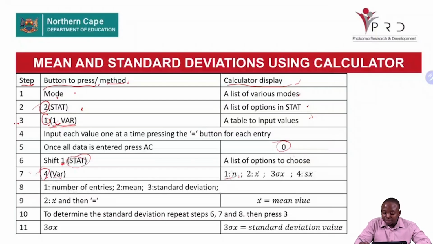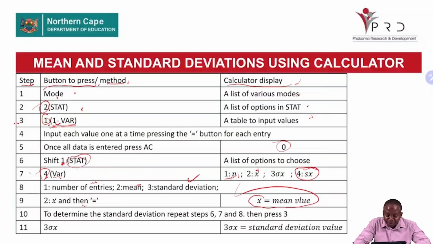Then number 1, you see that n. Number 2 is the mean, which is x bar. Number 3 is standard deviation. Number 4, we won't use it in the statistics of grade 12. Now, number 1 gives you n, the number of entries, to say how many entries you have entered. Number 2 gives you the mean. Number 3 will give us the standard deviation. Now, if you are looking for the mean, you press 2, then the equal sign, and you get x bar, which is the mean value.